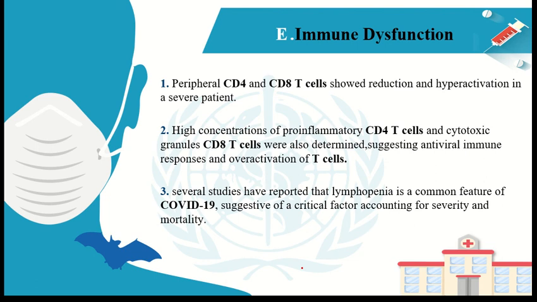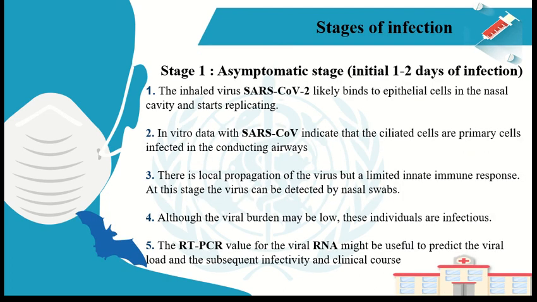Next is immune dysfunction. Peripheral CD4 and CD8 T cells showed reduction and hyperactivation in severe patients, in which high concentrations of pro-inflammatory CD4 T cells and cytotoxic granule CD8 T cells were also determined, suggesting antiviral immune responses and overactivation of T cells. Several studies have reported that lymphopenia is a common feature of COVID-19, suggestive of a critical factor accounting for severity and mortality.